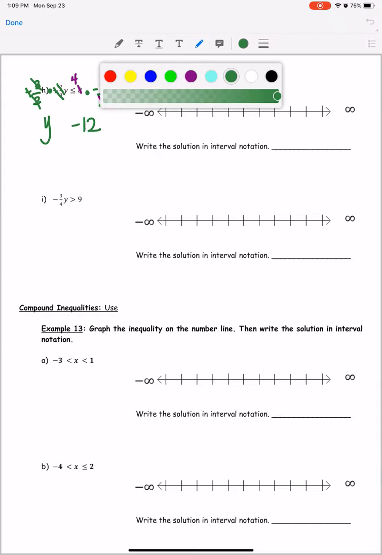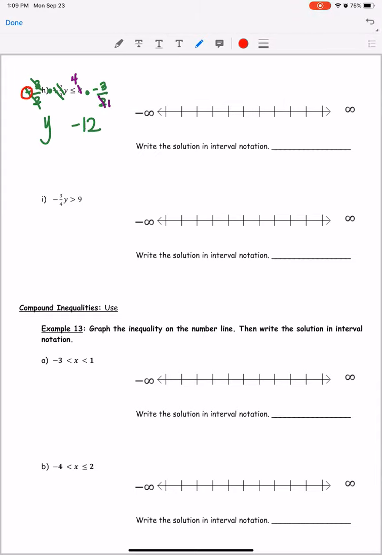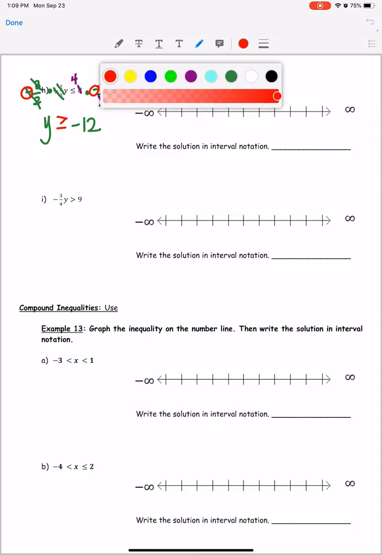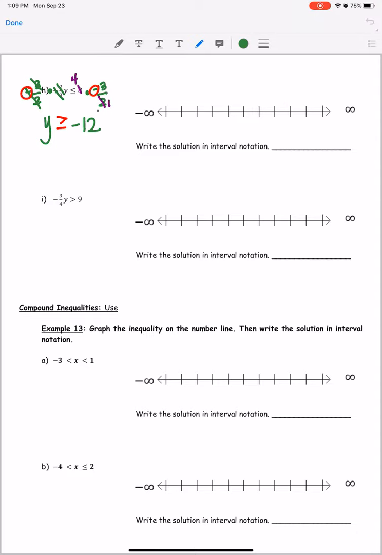And because I multiplied by a negative number, we have to flip this symbol as well. Multiplying or dividing by a negative number, you have to flip your symbol. So there's my answer.